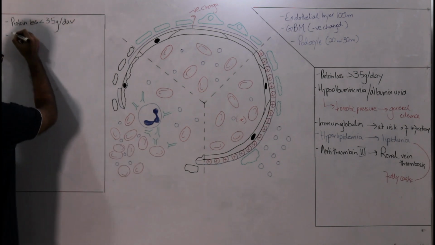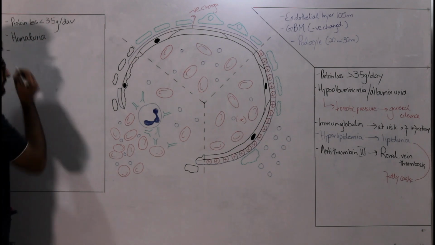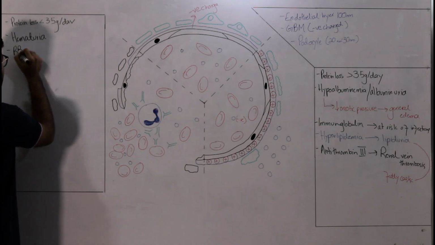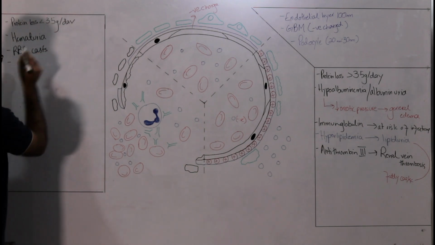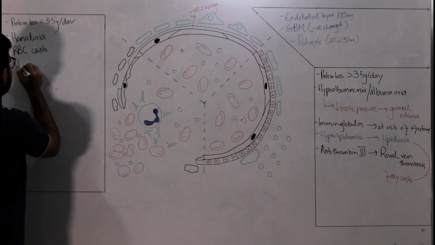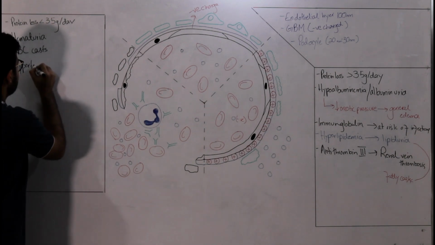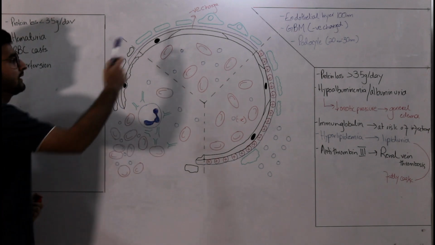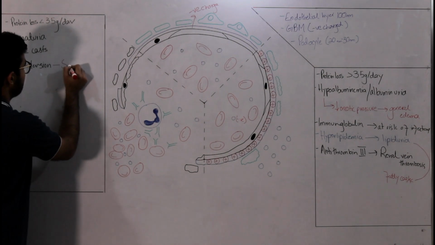Secondly, what will you have? You will have hematuria because you have RBCs present inside your urine. Apart from hematuria, you will also have RBC casts present inside your urine, while you didn't have any of these in nephrotic syndrome. Apart from RBC casts, one thing that you will have in nephritic syndrome is hypertension. The patient will have hypertension because in nephritic syndrome you have salt and water retention. Now, hypertension and this salt and water retention is much more prominent compared to nephrotic syndrome. So hypertension due to salt and water retention.